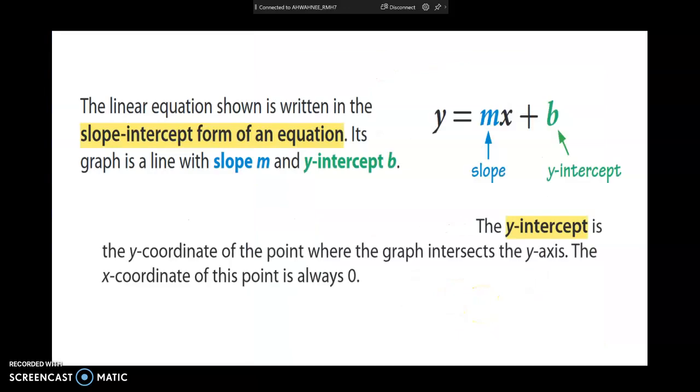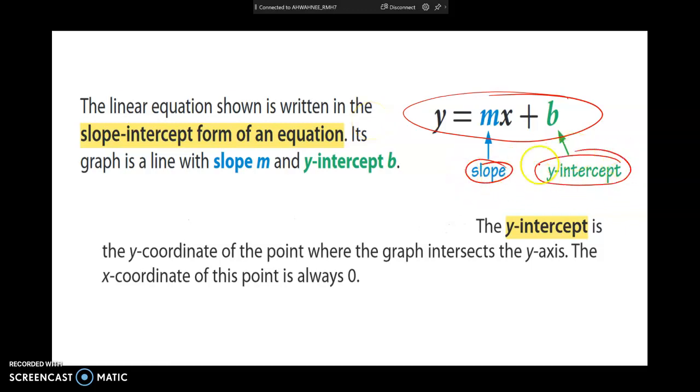Again, our vocab here is slope-intercept form. y equals mx plus b. m is slope. b is the y-intercept.